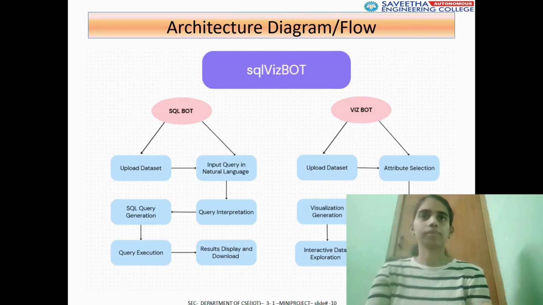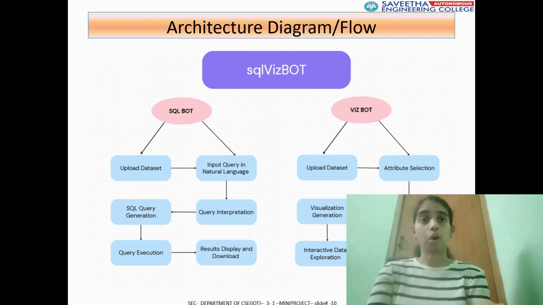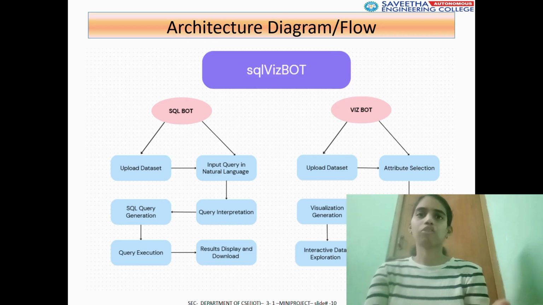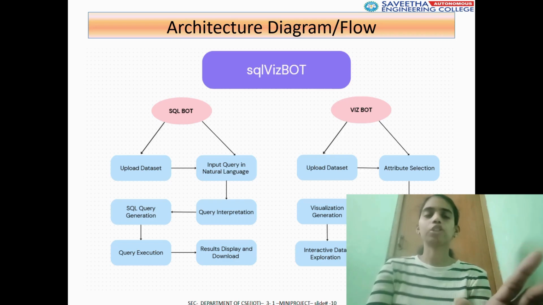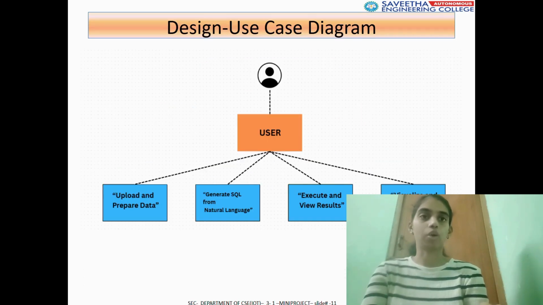Okay, this is an architecture flow diagram where there are two options: the SQL bot and the visualization bot. Both are interactive. In the first one we upload the dataset and ask questions, and there is a data preview as well. Then the query implementation and execution, and we can display and download the results. The same thing in the visualization bot: selecting the attributes, visualization generation based on the type you have given, and then it generates the chart, and you can download it as well.